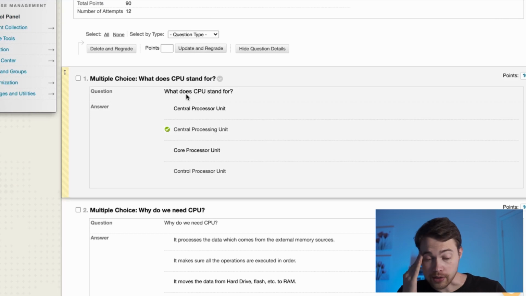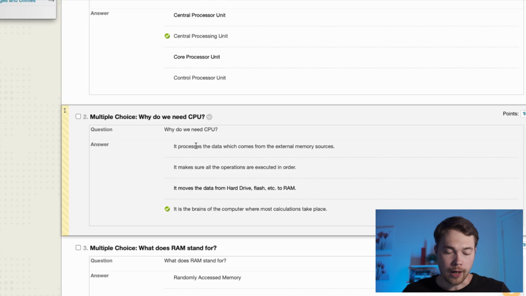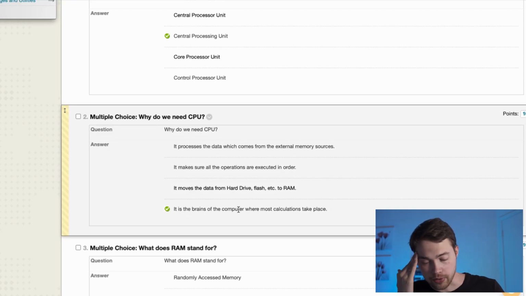What does CPU stand for? Central Processing Unit, right? So that should be simple. Why do we need a CPU? Those are pretty close. However, the last one is the only one which actually matches the slides exactly. The brains of the computer where the most calculation takes place, right?